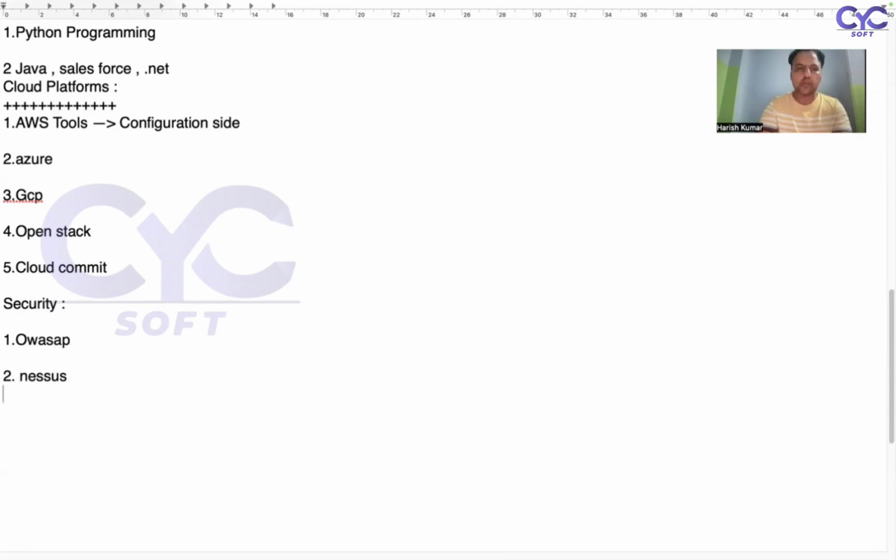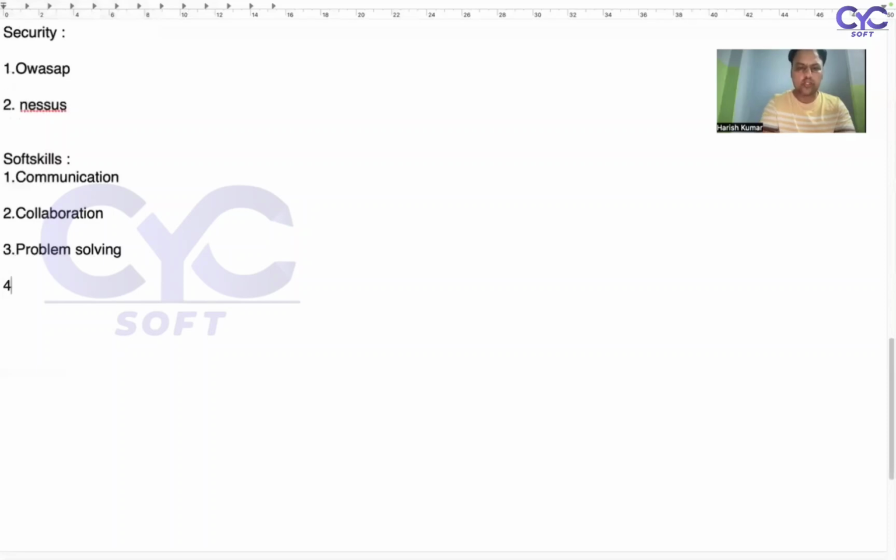Next, you have to learn one of the most important things, which is soft skills. Okay, soft skills are a must for every software engineer. For this, you need communication. Next, collaboration. And next, the third one is problem solving. And next, the other one is time management. Okay, so these are important. Whenever you go to any company, the soft skills are a must for every company. Okay, so communication, collaboration, problem solving, and time management.